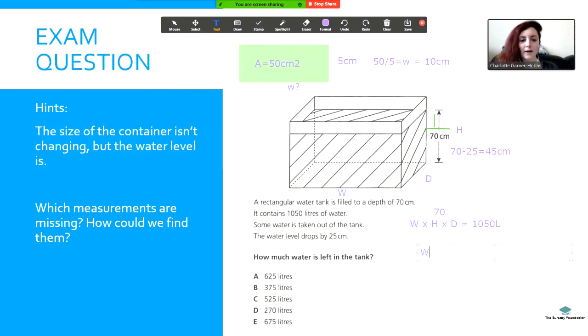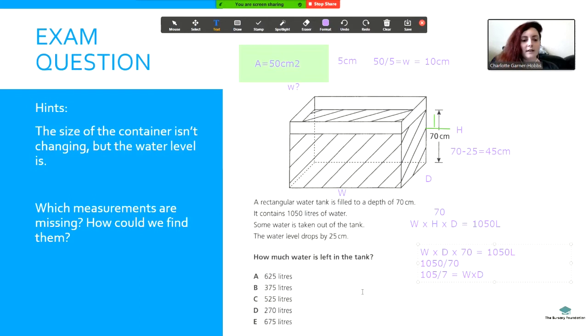So if I know that the width multiplied by the depth multiplied by 70 is 1050 litres, to work out the width and the depth, I need to do 1050 divided by 70, which would be exactly the same thing as doing 105 divided by 7 to make it a bit quicker and easier for an exam. And that would give me the width multiplied by the depth.